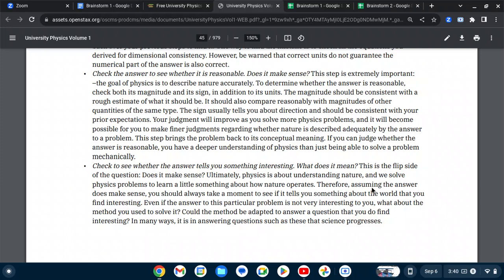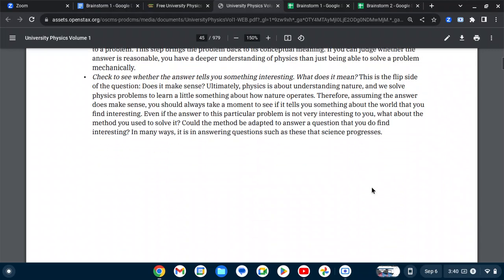Even if the answer to this particular problem is not very interesting to you, what about the method you used to solve it? Could the method be adapted to answer a question that you do find interesting? In many ways, it is in answering questions such as these that science progresses.